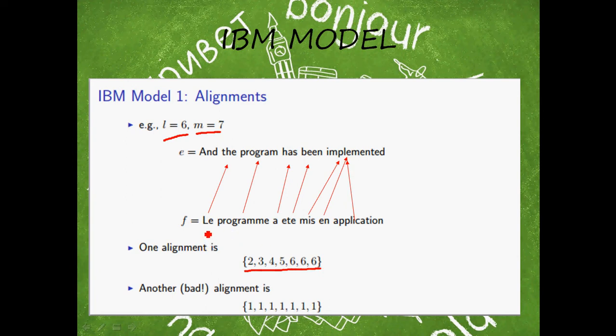It means the first word in F goes to the second word in sentence E, and this one goes to this one, this one goes to this one, and these three words go to the sixth word in E, which is implemented. And here is another alignment, 1, 1, 1, 1, 1, 1, 1, which means all the words in sentence F go to the same word in E, and obviously it's a bad alignment.